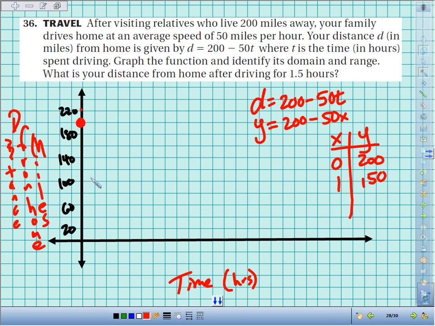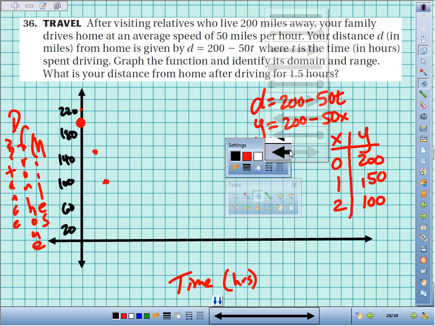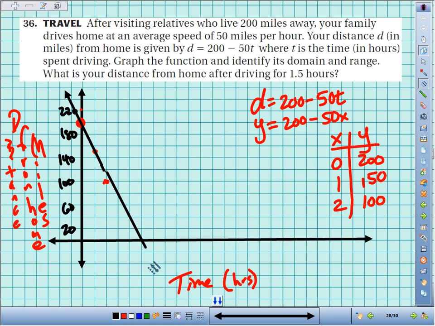1, 150. Okay, what if I went for 2 hours? 50 times 2 is 100. 200 minus 100 is 100 miles from home. So 2, 100. Things are lining up here nice. What if I were to create this graph? If I put arrows on both ends, I'd be in trouble. Because again, you can't have negative time.